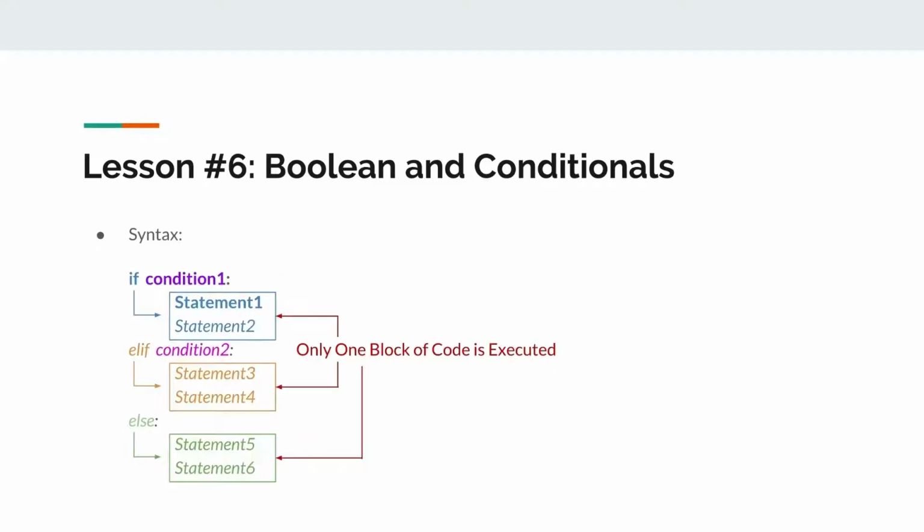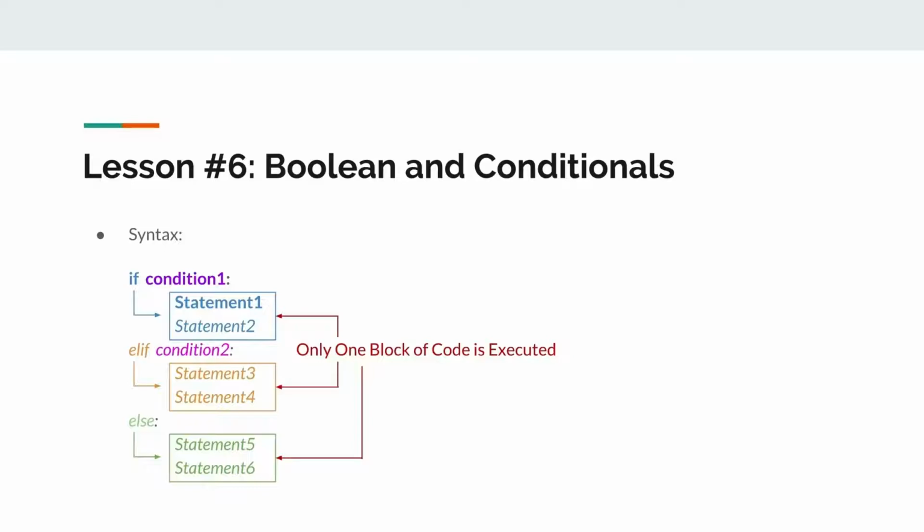The if block is colored in blue, the elif block is in orange, and the else block is in green. There is also an arrow pointing from the statements to their respective blocks. Only one block of code is executed in the entire conditional block, and as soon as any block is executed, the rest of the conditional block is skipped.